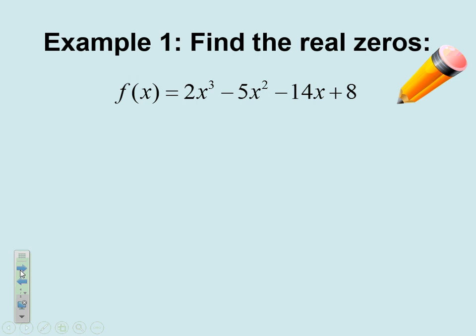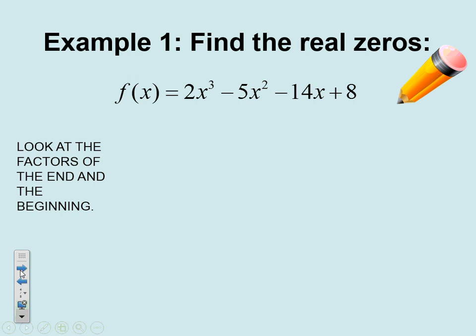So that's when we turn to this list. What we're going to do is look at the factors of the end and the beginning. So we're going to set up our P's and our Q's. Okay, P represents the number at the end. So what number's at the end? 8. So 8 is going to be my P, and then the Q, which is on the bottom of the fraction, represents the number at the beginning, 2.